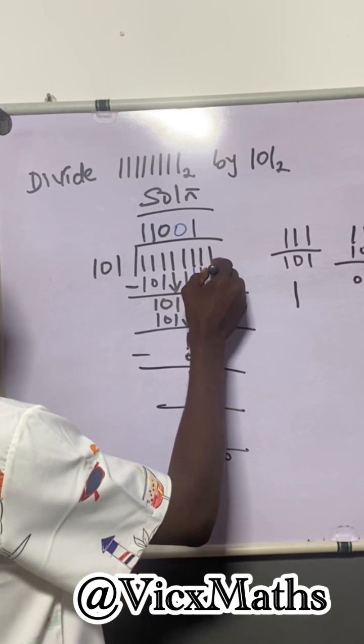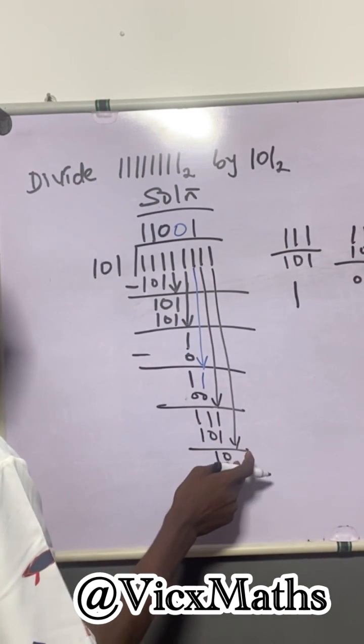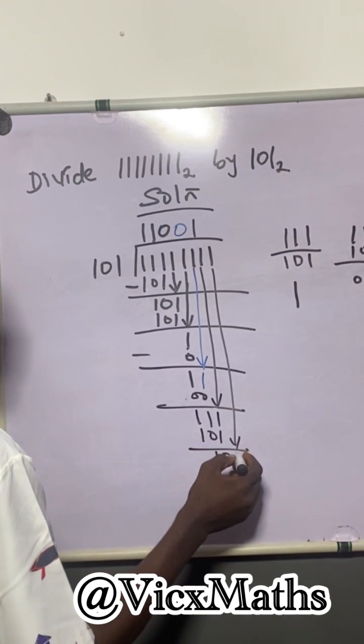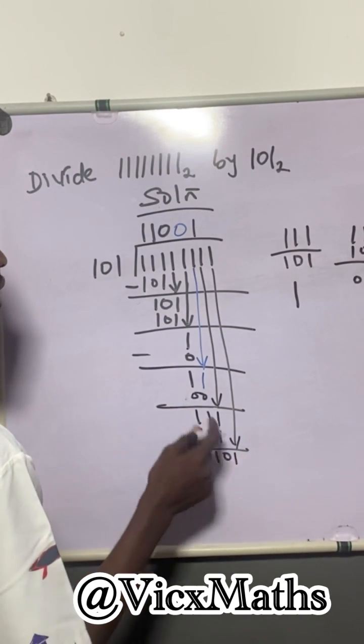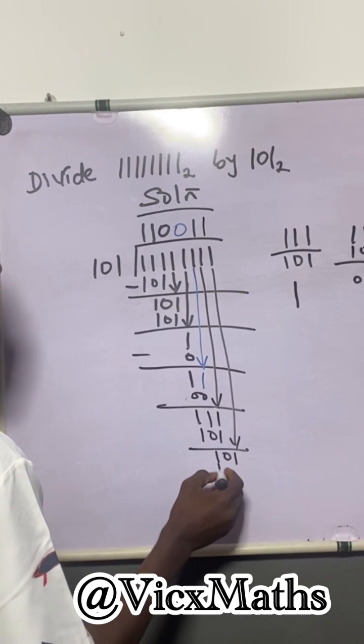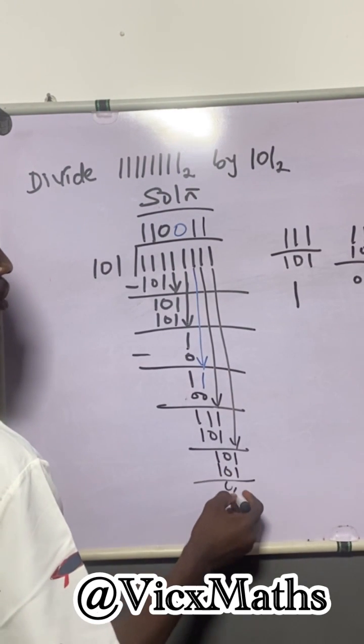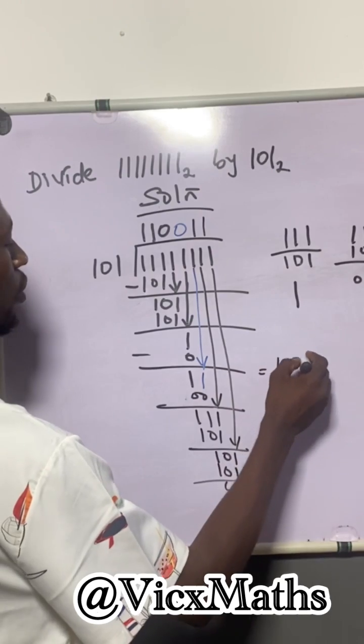So bring down the next number, because we just entered into another phase. Bring down the next number, which will give us 1. This going into 101 will give us 1. 1 times 101 is 101. Minus, you have 0. So your answer is simply 110011.